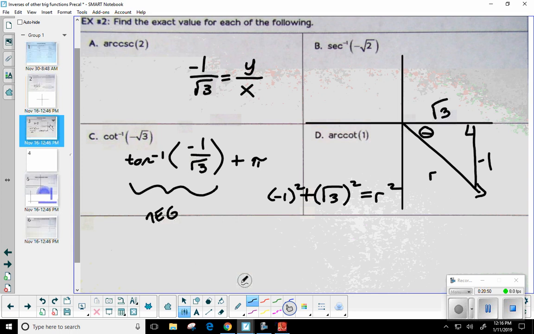Anyways, what is negative 1 squared, plus square root of 3 squared? 3. Radical cancels. Equals r squared. So 1 plus 3 is 4. So ultimately, to get r, I've got to take the square root. So the radius is 2. So what do we think? Yes or no? Is it another special right triangle? Is it a 45, 45, 90? Why not?